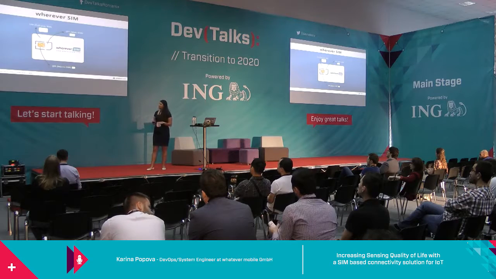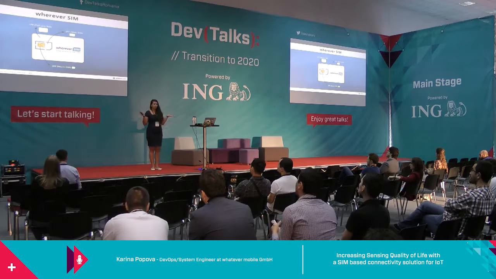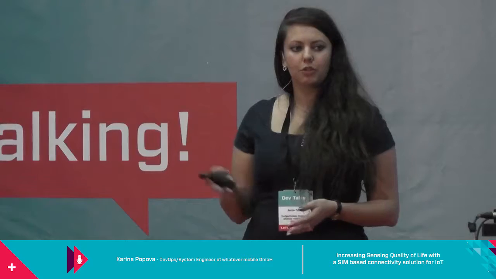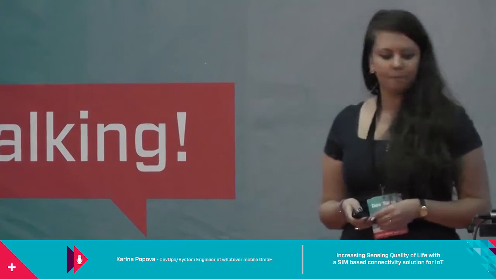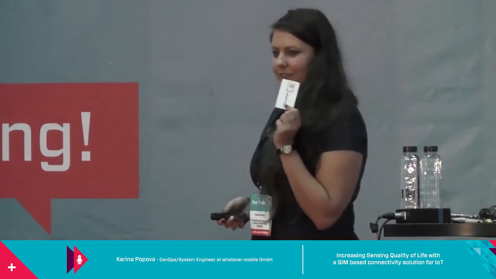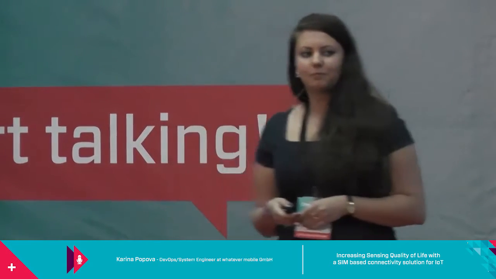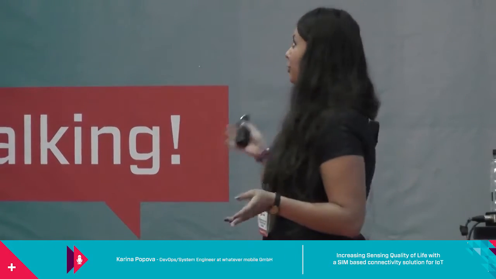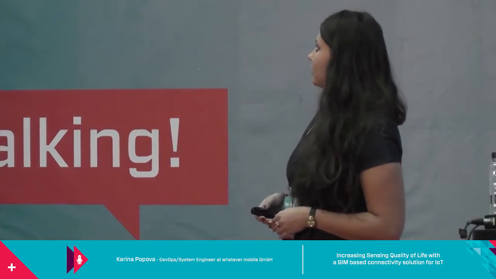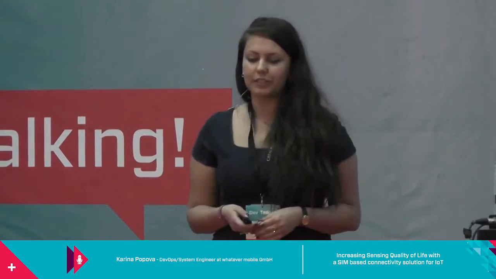So, first of all, after all our research, we would like to introduce you to Wherever SIM, which is just a SIM card, but a very cool one because it has different packages. It's suitable for indoor and outdoor applications, and the temperature range can vary from -40 to 100 degrees Celsius.